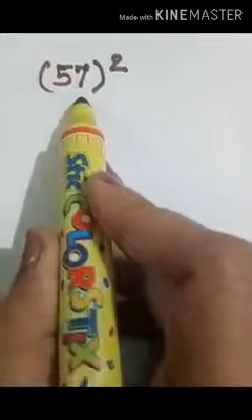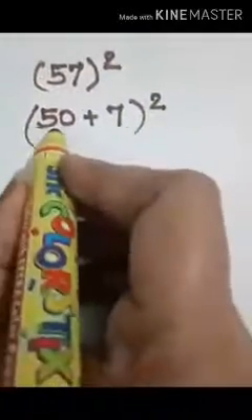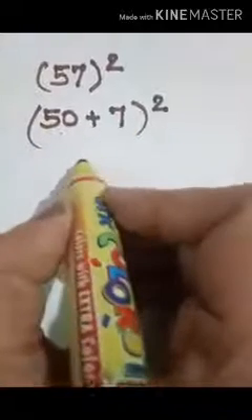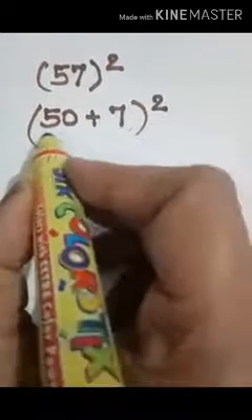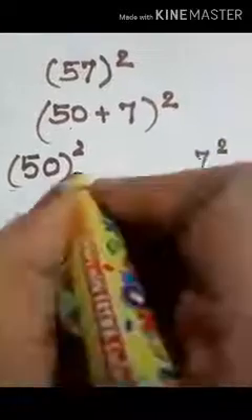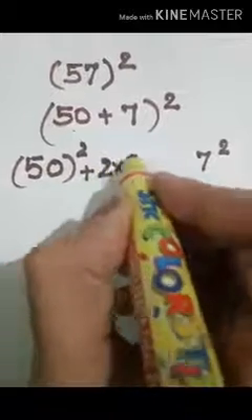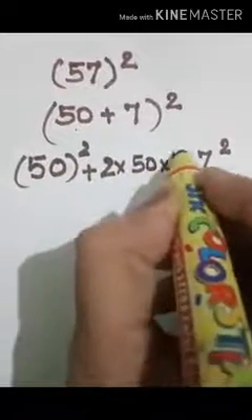Let's see one more example. Suppose we have to find the square of 57. So 57 square, 57 we'll write as 50 plus 7 and we'll find its square. Now we'll write the square of the first number, square of the second number, and the middle term will be 2 multiplied with 50 multiplied with 7. Let's see. 50 square, and this side 7 square, and in between, because here it is plus, I'll write plus 2 multiplied with 50 multiplied with 7.